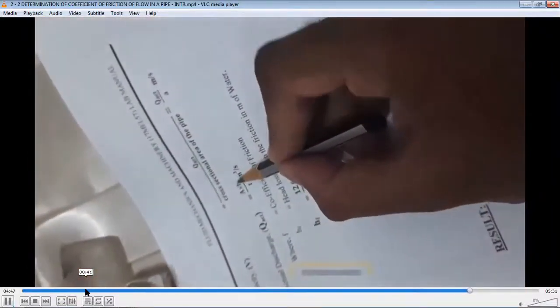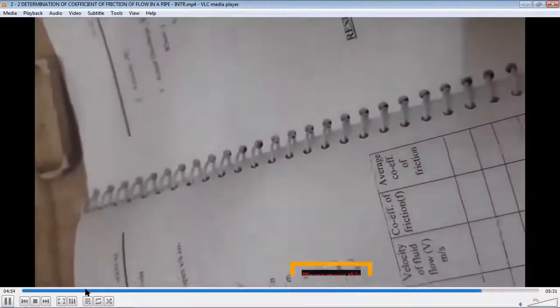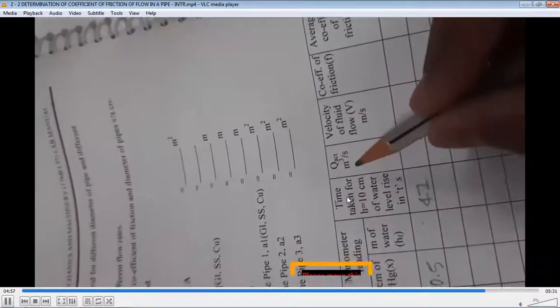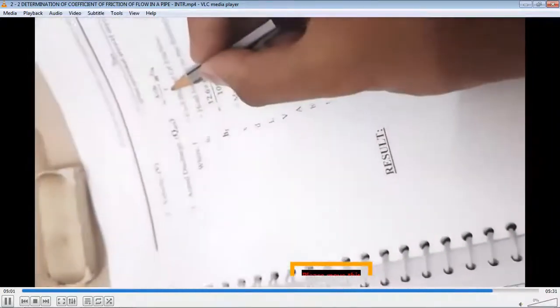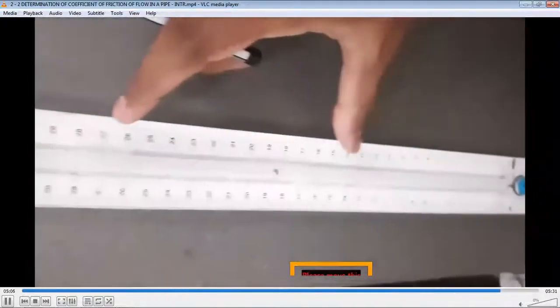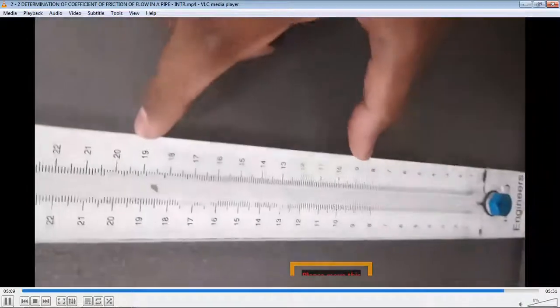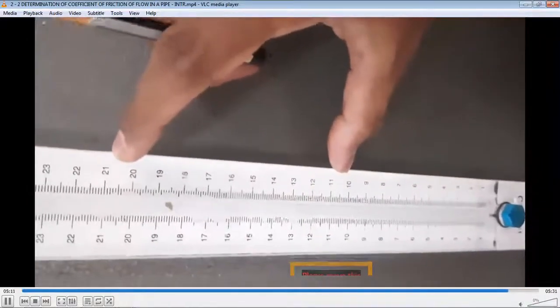Note down the value. So the calculations, all the things are there. H is the height of water. H is equal to 10 centimeter. T is the time taken. You find the Q actual. A is the area of the collecting tank, and H is the height, 10 centimeter height. T is the time taken for the water to rise.